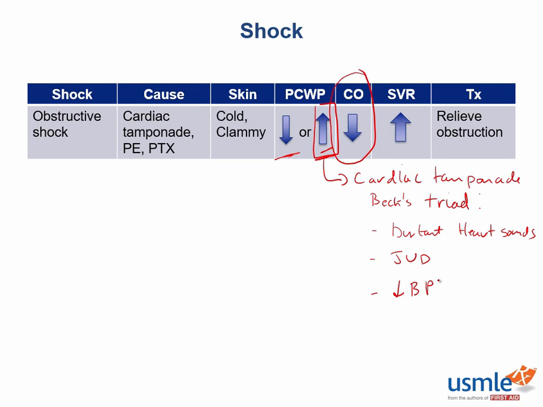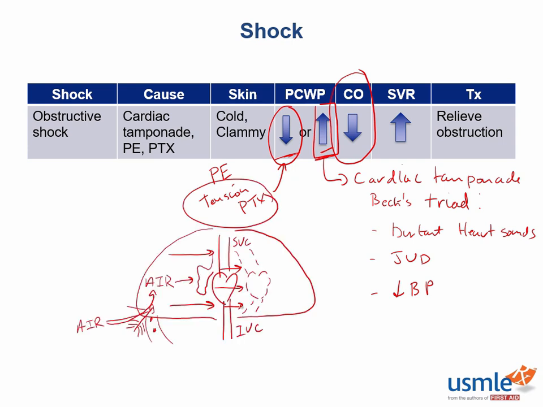Now what about a saddle PE or tension pneumothorax? What do you think these would do to your pulmonary capillary wedge pressure, or your preload? Well, in a tension pneumothorax, blood's not going to be able to get to the right ventricle. And in a saddle PE, blood's not going to be able to get out of the right ventricle. Therefore, if we were able to check the preload, or the pulmonary capillary wedge pressure in these cases, it'd be very low.